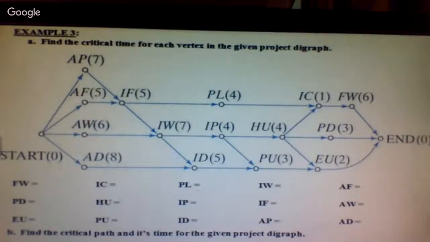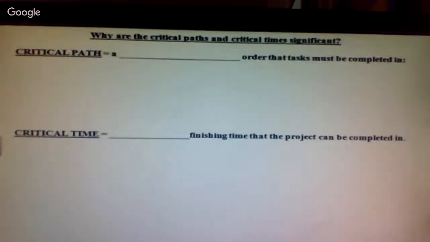Okay, if we have time, we're going to go back and do the critical times for this one. You're never going to have anything this ugly, so I'm not going to spend my time working on that. We're going to finish up the rest of it. So we'll skip that for now.